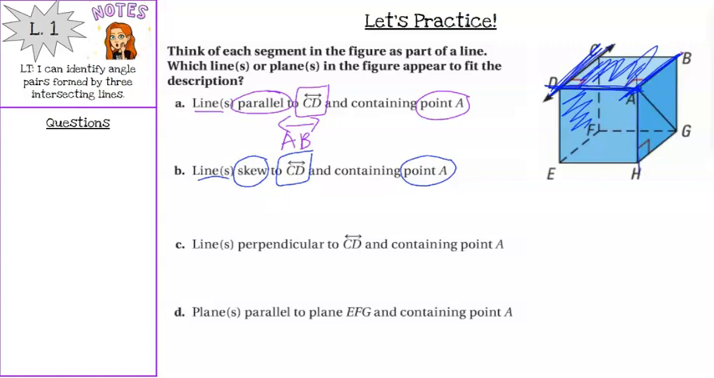We have line AH, which is on a different plane. It's not on that top plane or the far side plane. So we can use line AH as it does not intersect line CD. And we can use line AG as again it's on a different plane and it does not intersect CD. I would like you to try to answer part C and write your answer in Edpuzzle.